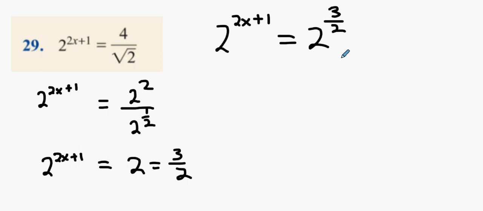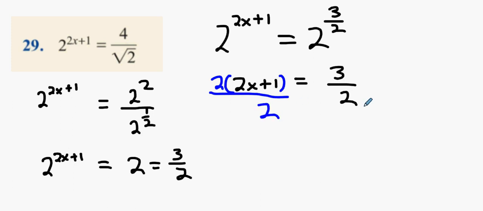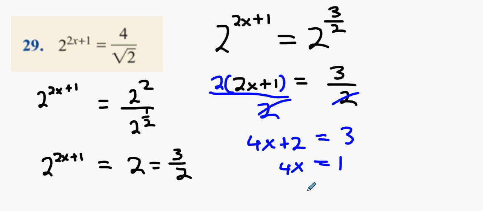What do you think you can do next? Power equals power. So 2x plus 1 equals 3 over 2. Do we like fractions? Multiply top by 2, divide the bottom by 2. What happens to the 2s now? You get 4x plus 2 equals 3, 4x equals 1, x equals 1 over 4. Okay, how many people got 1 over 4?